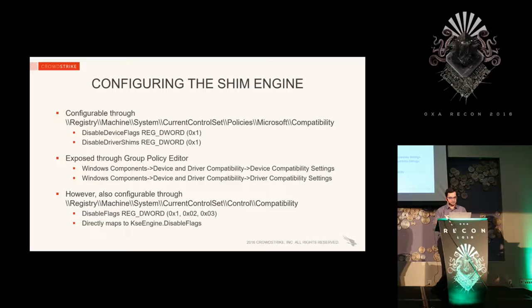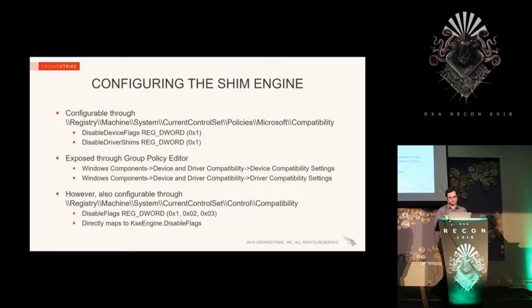Then there's a secondary registry key, which is in current control set control compatibility, which for your system, you can use disable flags. And disable flags 1 means you're disabling driver shims. Disable flags 2 means you're disabling device shims. And both of them together, aka 3, means you're disabling both kinds of shims.